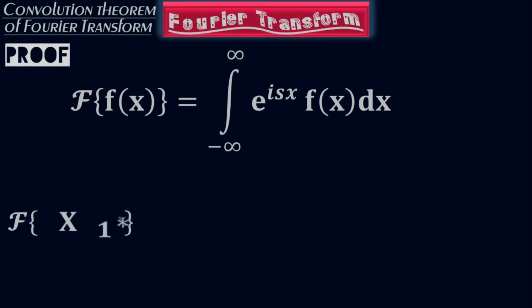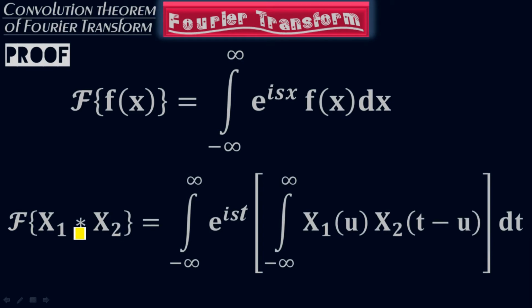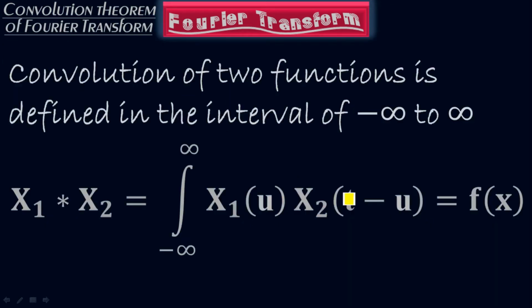The value of f of x was Fourier of x sub 1 convolved with x sub 2 equals the integral of e to the iota st into the integral of x sub 1 of u times x sub 2 of t minus u. Because look, this thing equals f of x. F of x on the left side and f of x on the right side. So just plug in this thing for f of x. On the left side you have to put x sub 1 convolved with x sub 2 for f of x. On the right side you have to plug in all these things.